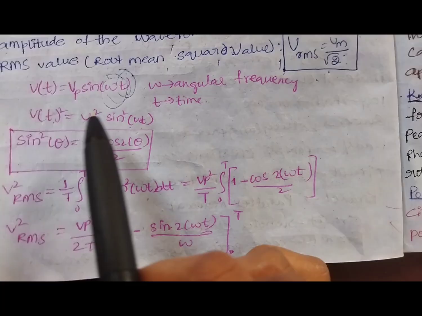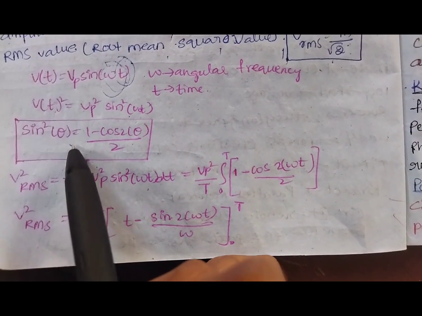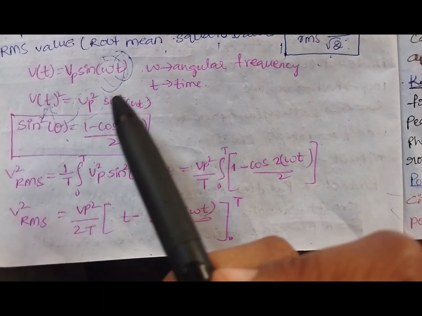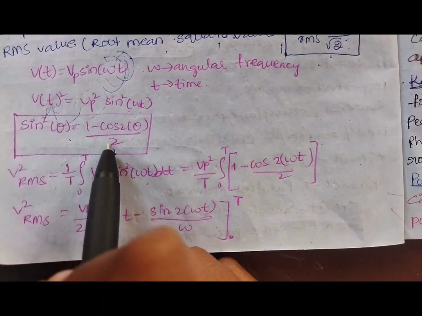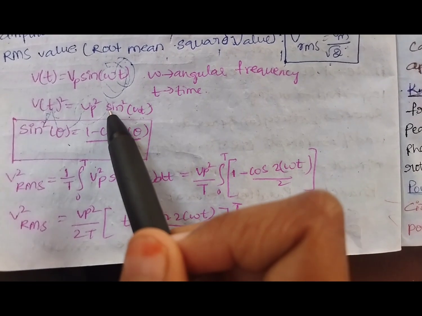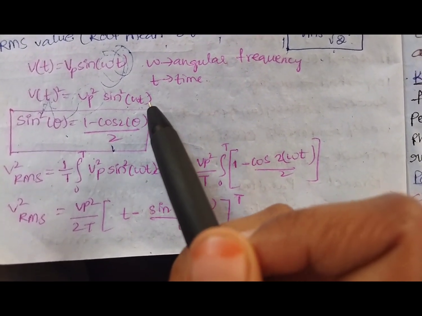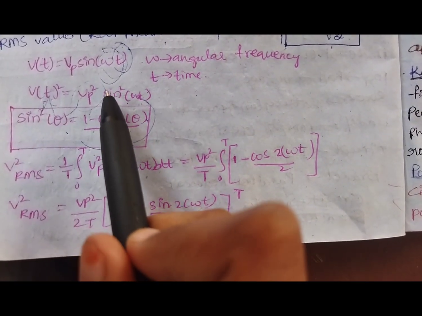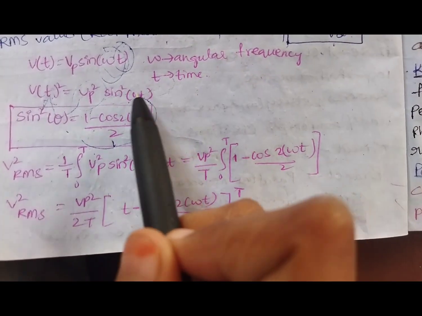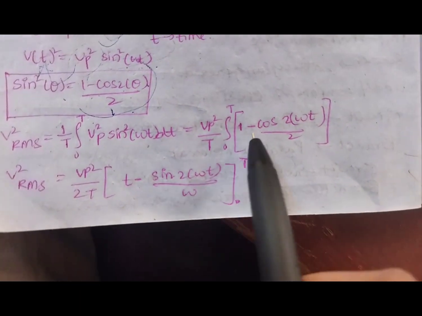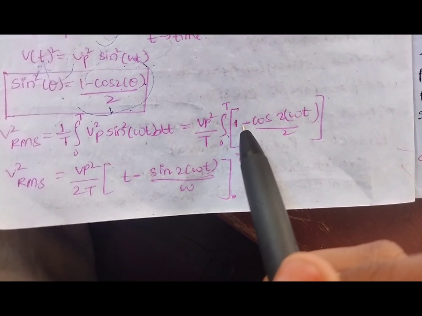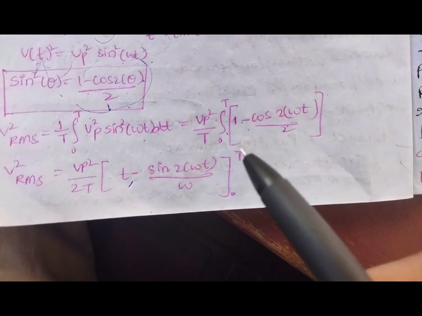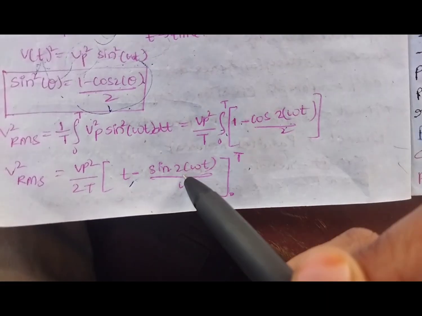Here, squaring both sides, we need to find a sine form. For finding sin square omega t, one formula is there: 1 minus cos 2 theta by 2. This formula is applicable, substituting here in place of sin square omega t. Then after integrating 1 into dt, it gives t format. Cos 2 omega t by 2 will be integrated and converts to sine.